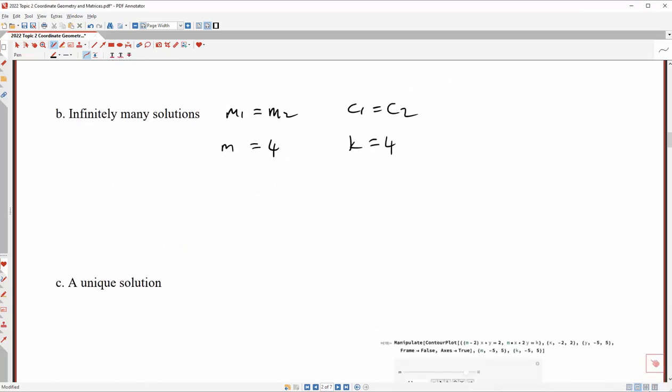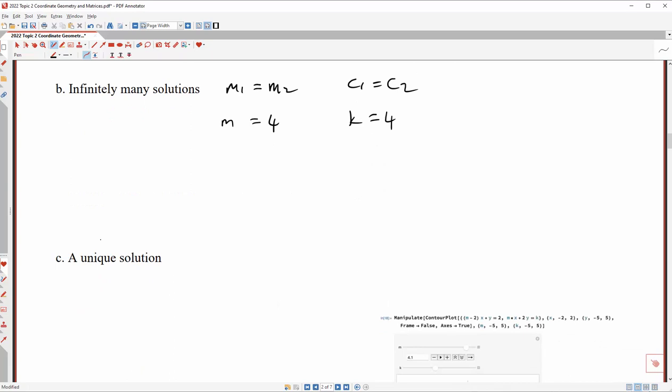Okay, and the final one is a unique solution. And a unique solution can be found by having different gradients. And C1 and C2, well, we're not really worried about the y-intercept. So this one here is going to be m can't equal 4.